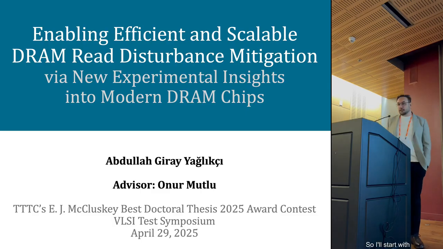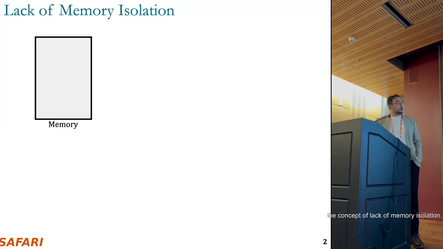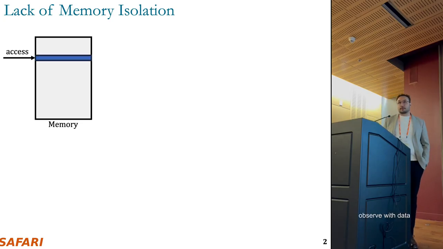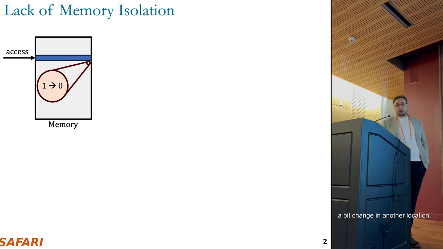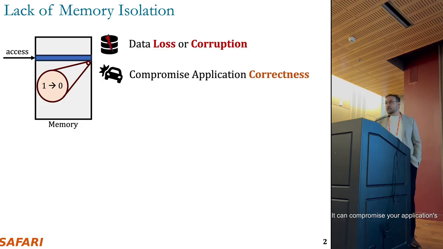So I'll start with the concept of lack of memory isolation. Imagine that this is your memory and you perform an access to a particular location in your memory and you observe a data bit change in another location. You do not want this to happen because it might lead to data loss or corruption. It can compromise your application's correctness.